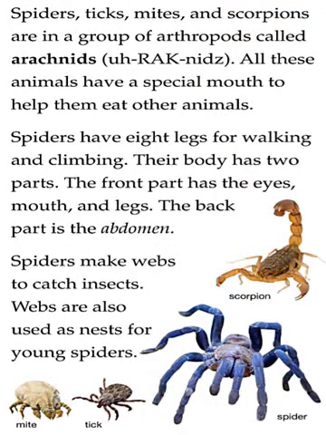Spiders, ticks, mites, and scorpions are in a group of arthropods called arachnids. All these animals have a special mouth to help them eat other animals. Spiders have 8 legs for walking and climbing. Their body has 2 parts.